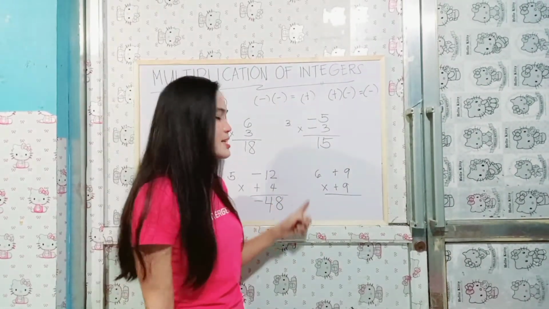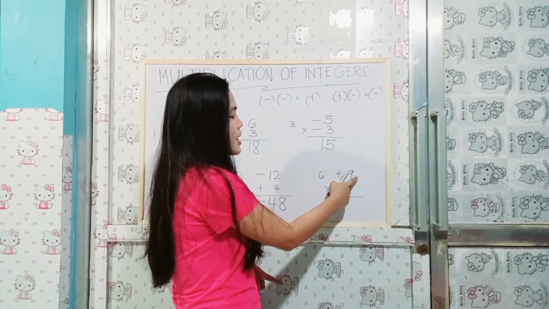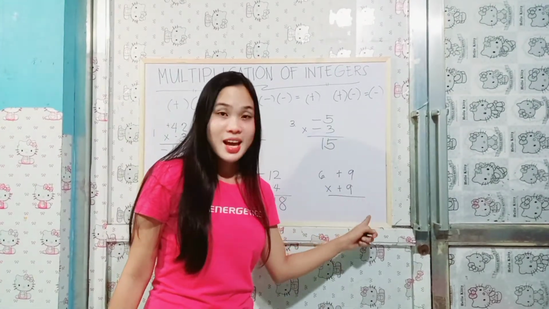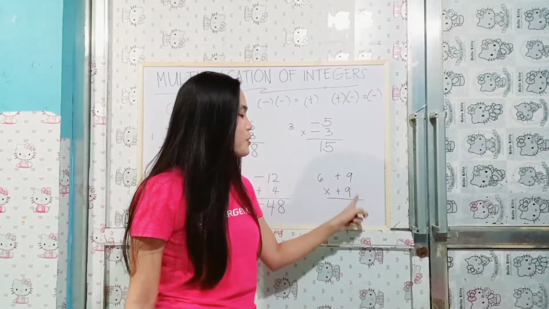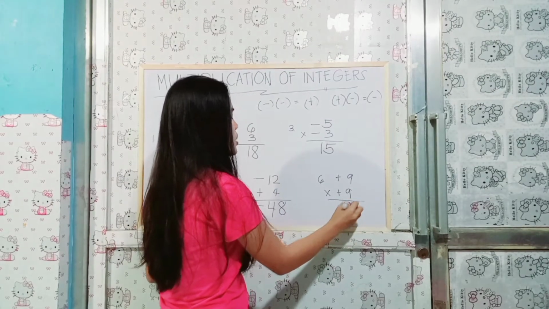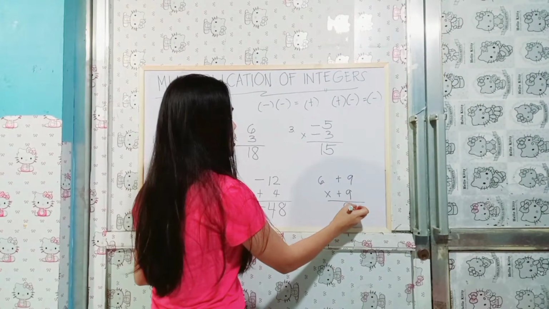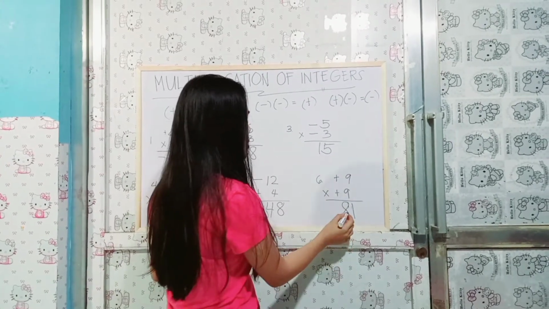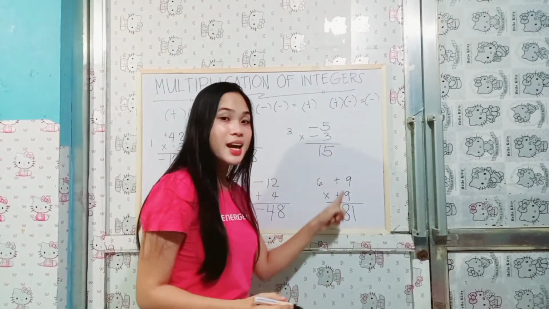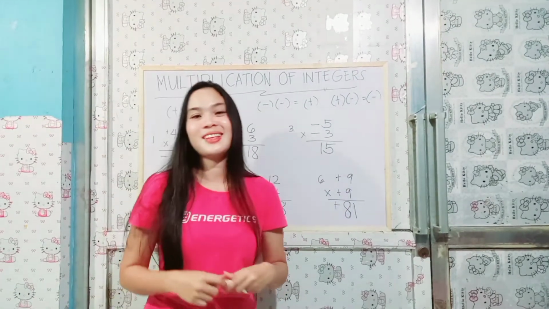Okay, let's have another example. We have here positive 9 times positive 9. We need to multiply our absolute value. 9 times 9 is 81. And then, since they have the same sign, our product will be positive 81.